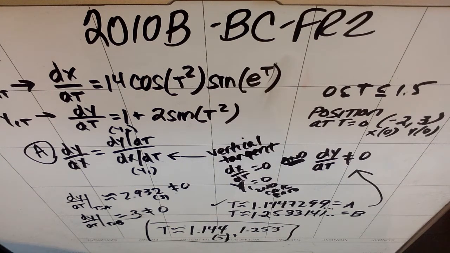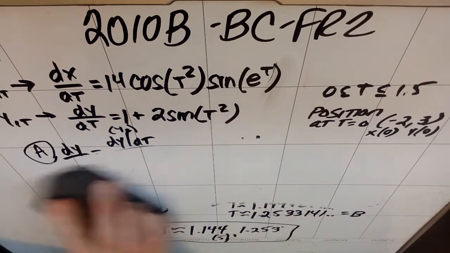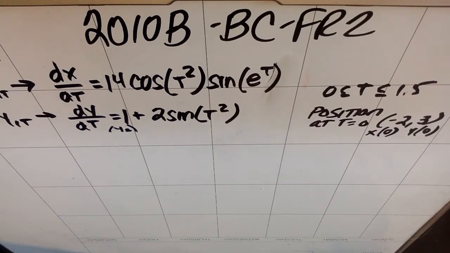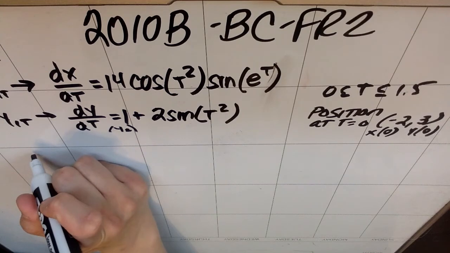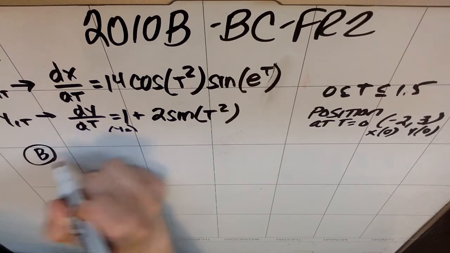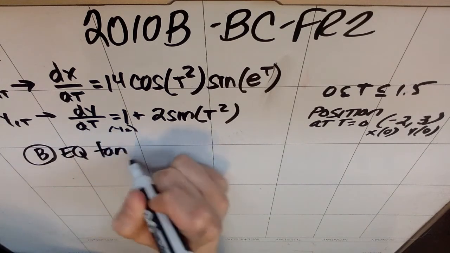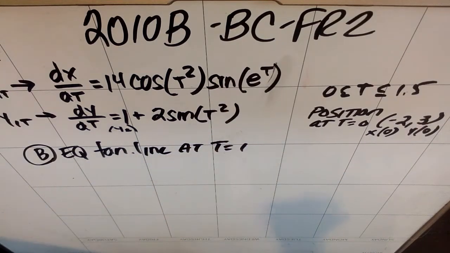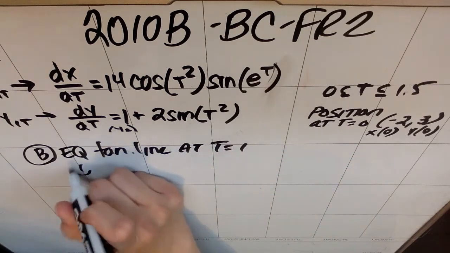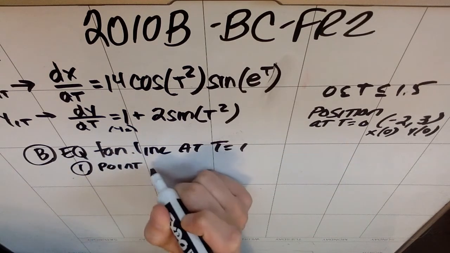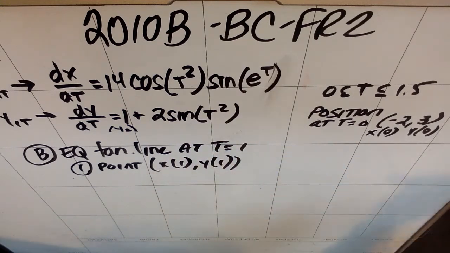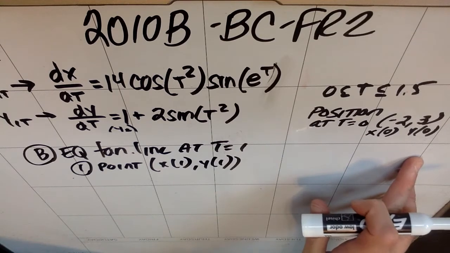So, okay, part B. Write an equation for the line tangent to the path of the particle at t equals 1. So anytime I want an equation of a tangent line, I need two things. I need a point and I need a slope. So in part B, we want the equation of the tangent line at t equals 1. Well, that's going to involve, one, the point, which is going to be x of 1 comma y of 1, which right now I don't know, because I only know x of 0 and y of 0, which is frustrating, but it is what it is.